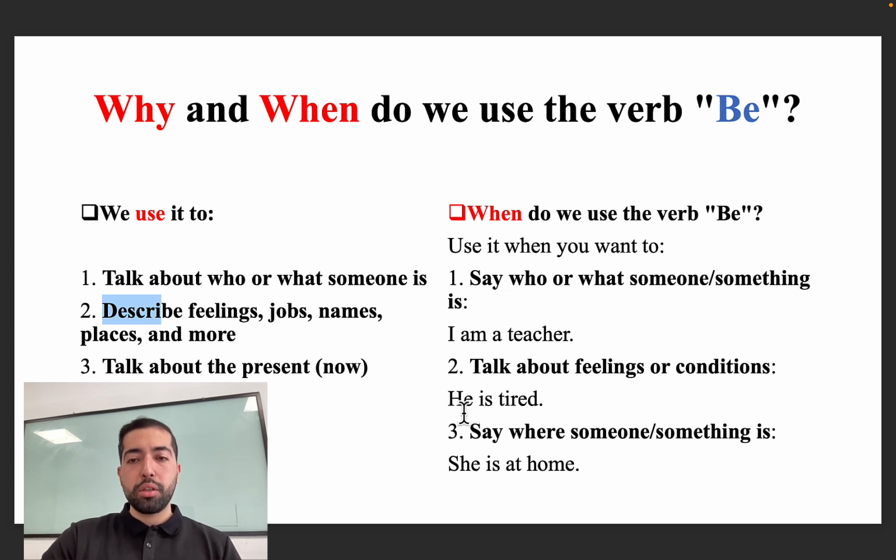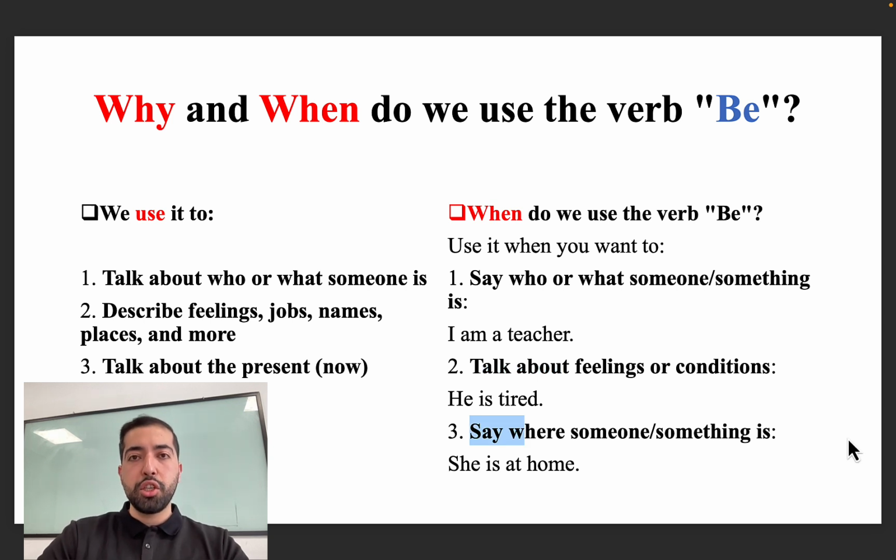We can talk about feelings or conditions. He is tired. He is going to be referring to a boy or a man. Is the relative to be, which is going to be used for he. Tired is a condition. He's tired. Or for example, we can say where someone or something is.